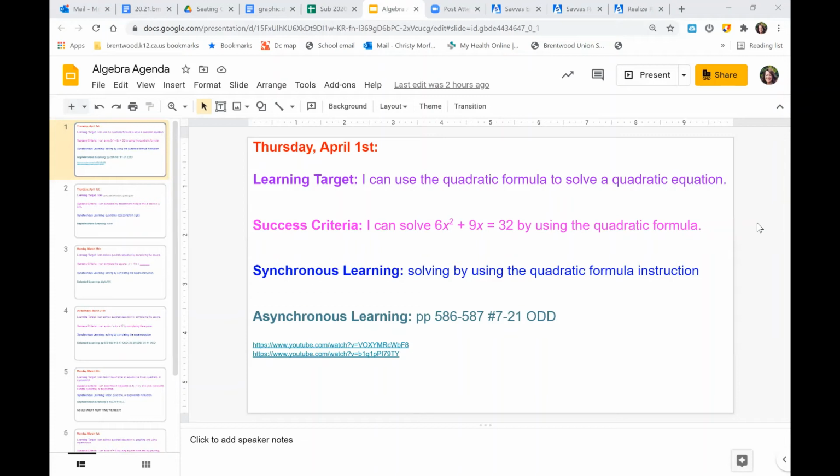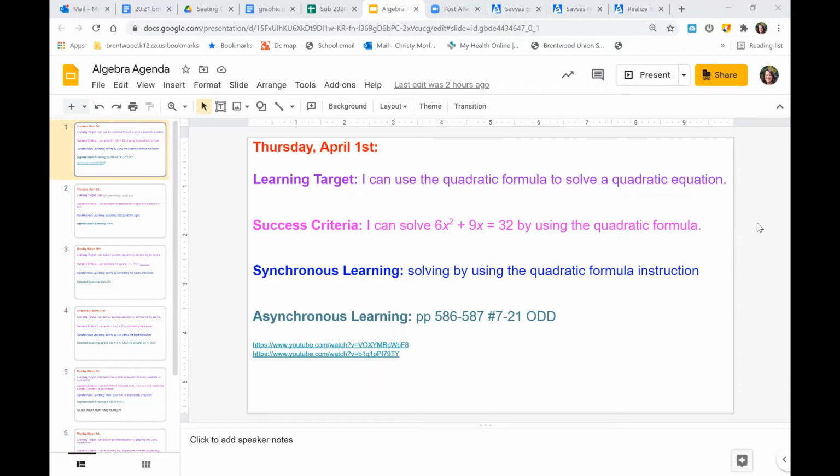So the last 2 days you've been working on completing the square. I had told you guys that it was the most difficult thing you do all year. And what do you know? Someone way back in the past figured out how to do that completing the square in a nice handy dandy formula. So this whole time you could have been using a formula instead of completing the square.